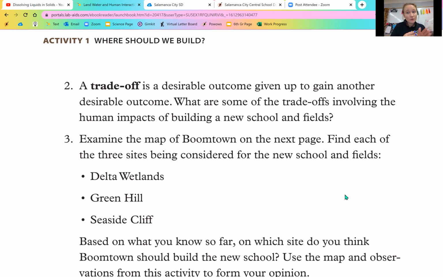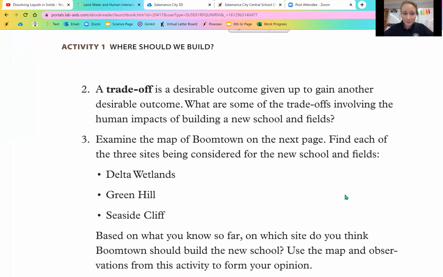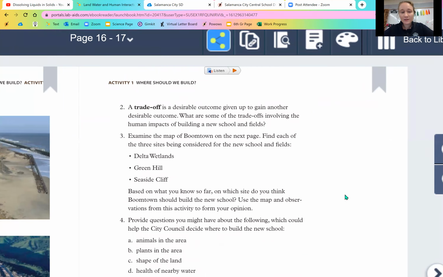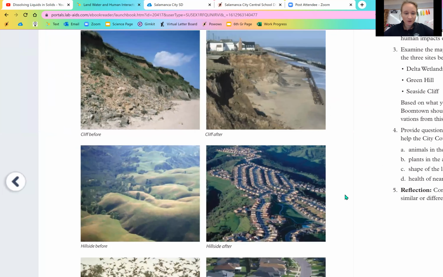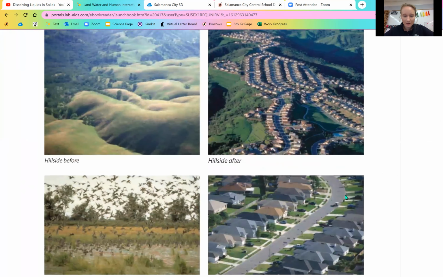So you're trading one thing for another thing. However, there's another part to it because you're giving up something for something else. That's a desirable outcome. In our instance, we're talking about human interaction with the land. An example of this, before I ask you what the word trade-off means in your own words, is we're going to look at the example from our textbook. So I think these two are the best examples.